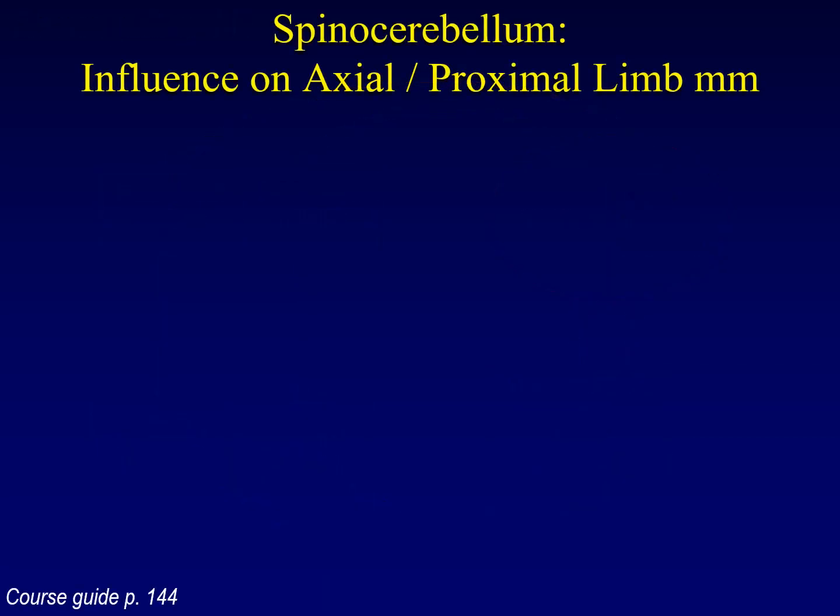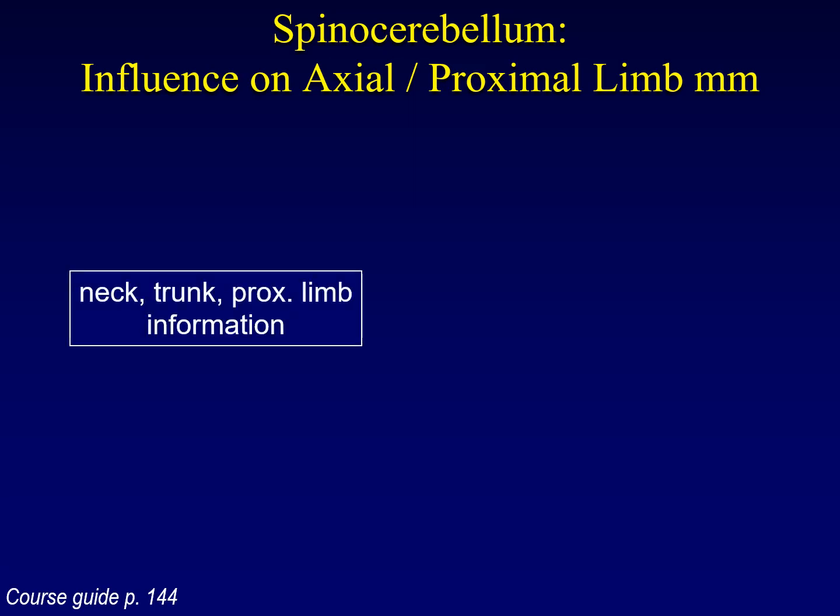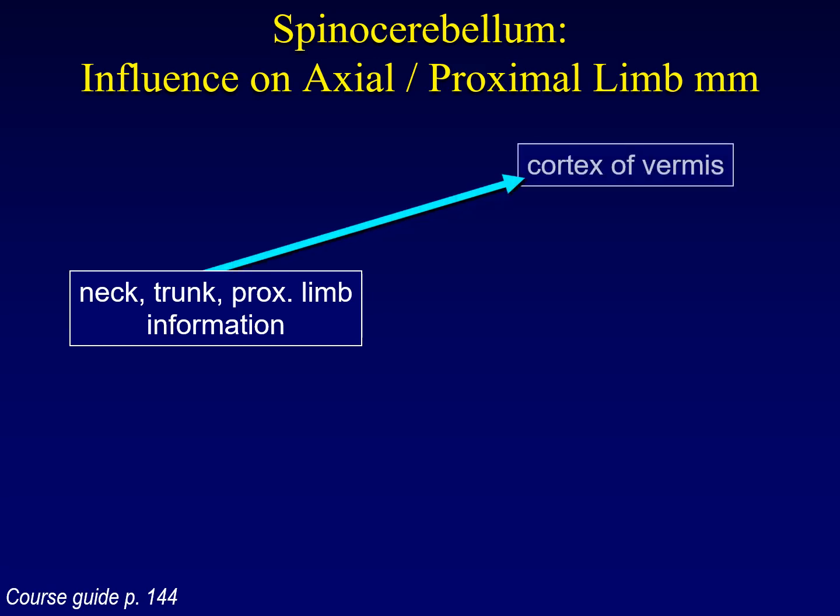All right, let's consider each of these parts of the spinocerebellum separately. We're going to start with the axial stuff, the proximal limb stuff. We're talking about coordinating movement of muscles in the core, the trunk region, and in the proximal limbs. So neck, trunk, proximal limbs, they're all moving. They generate proprioception, and that proprioception is sent to the cortex of the vermis. The vermis is the part of the spinocerebellum that's concerned with axial muscles. That information arrives via all four of the spinocerebellar tracts I'm going to tell you about in the lab.